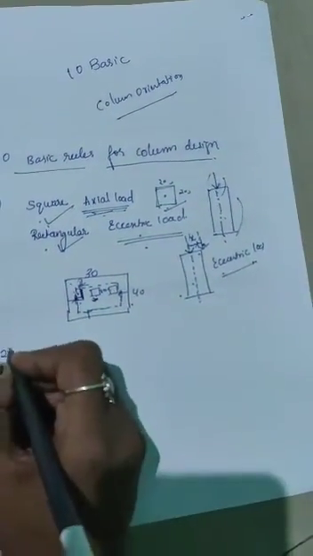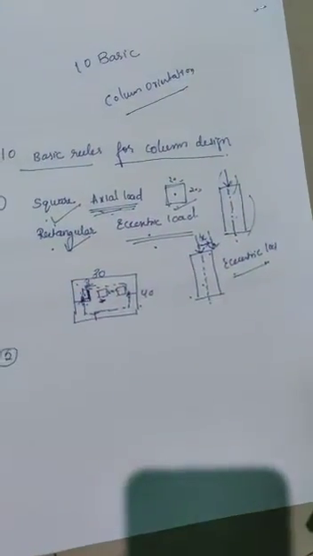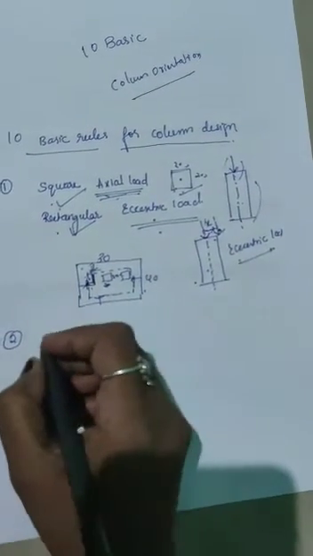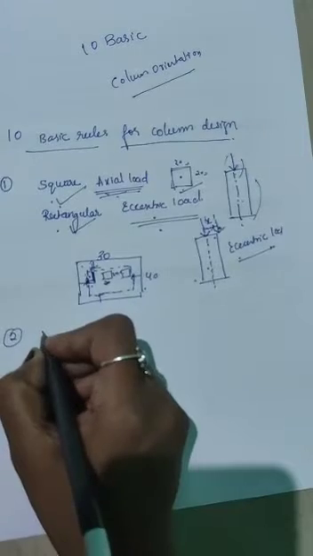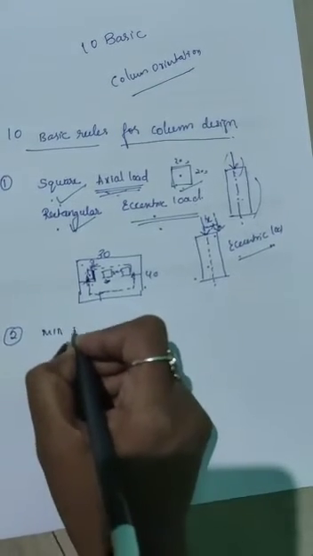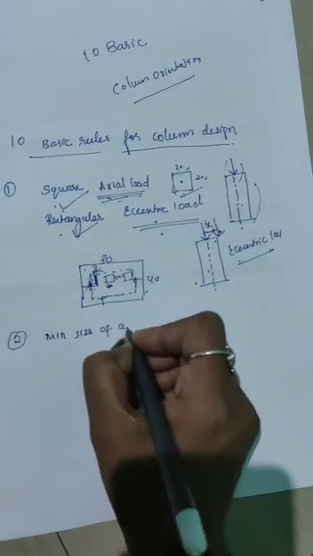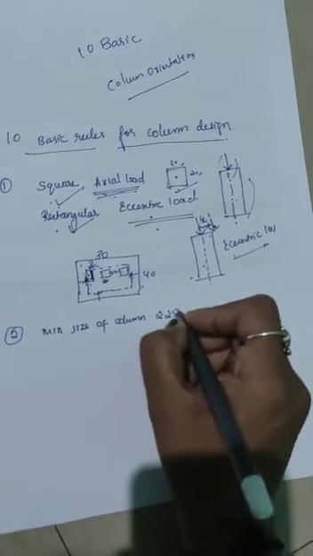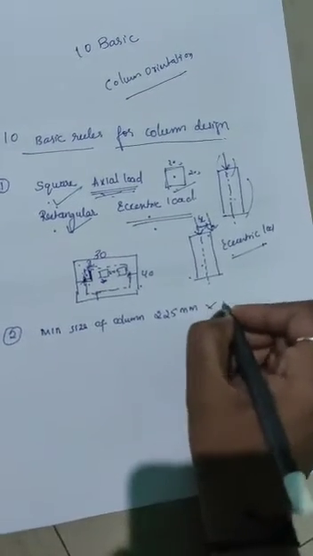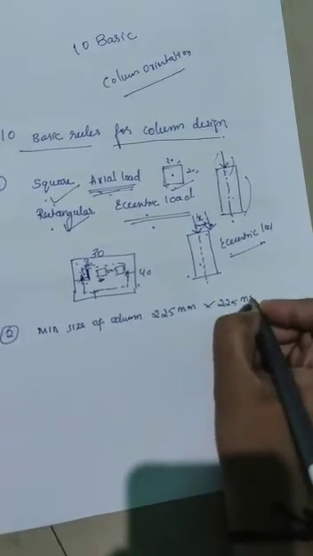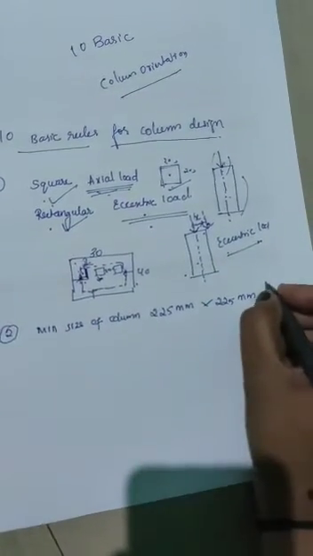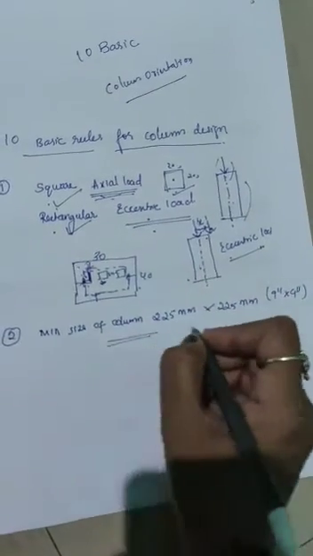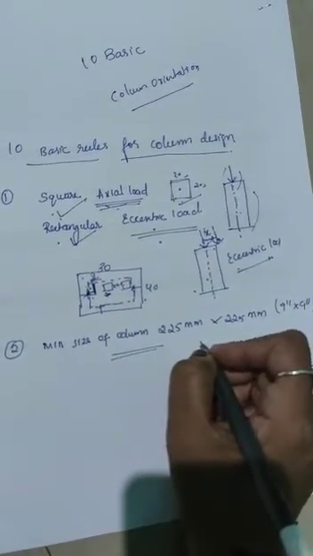So the second point is the size of the column. According to this, the minimum size of the column that you need to choose is 225 mm by 225 mm. In inches, it is 9 inch by 9 inch. This is the minimum size of the column that you need to choose.